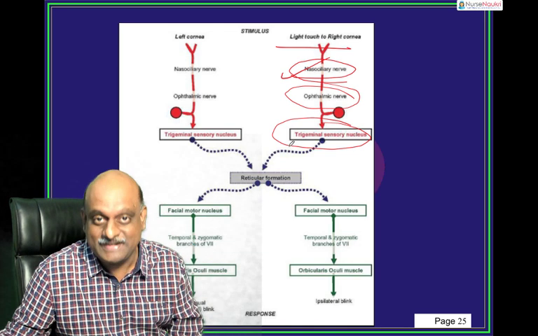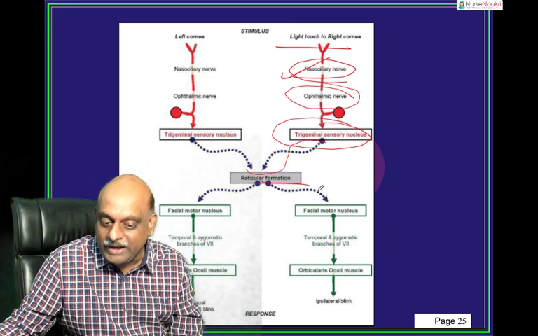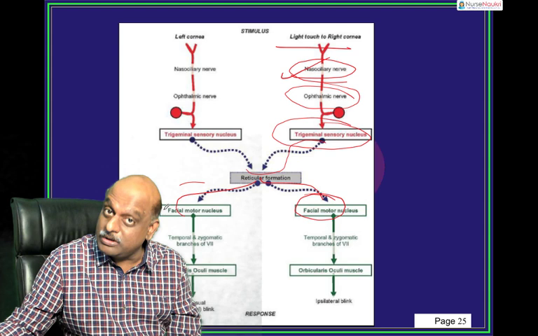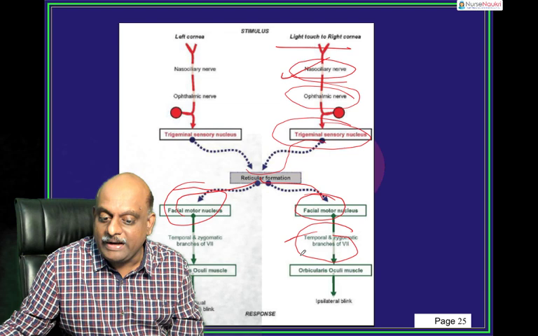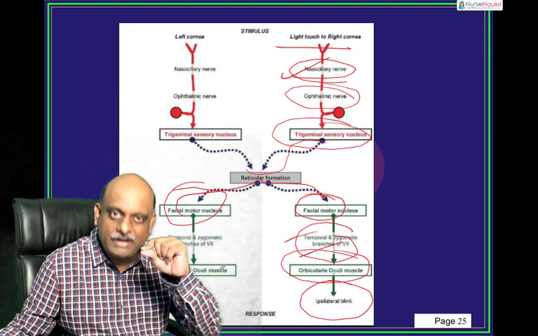And that in turn will communicate to the facial motor nucleus on both the sides. And that will in turn send branches, temporal and zygomatic branches of the 7th cranial nerve. They supply the orbicularis oculi muscle, and that leads to immediate closure of your eyelid. So efferent is facial, afferent is trigeminal in case of the corneal reflex, is what you need to remember.